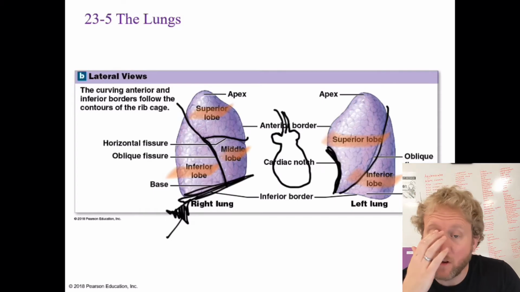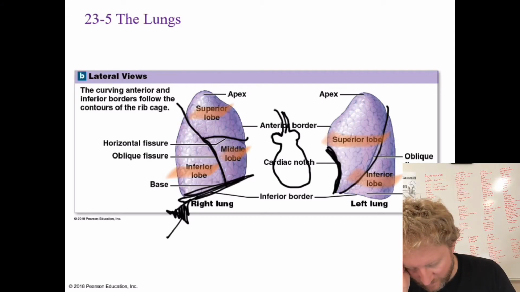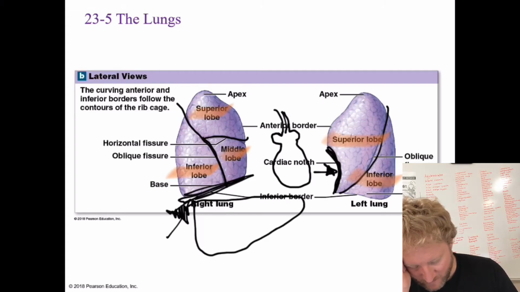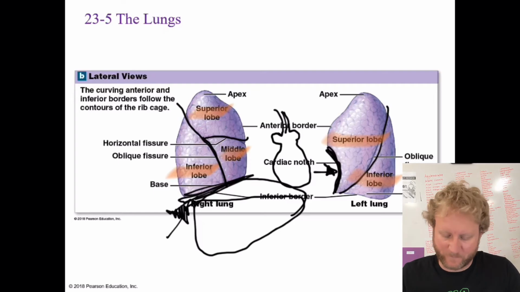And I'm sorry, it looks more like a pineapple than it does a heart. But your heart sits right here. The left ventricle is going to fit into that notch like a little pocket. And then you've got your liver, which is sort of vaguely triangular shape. That sort of sits like that underneath the lungs.